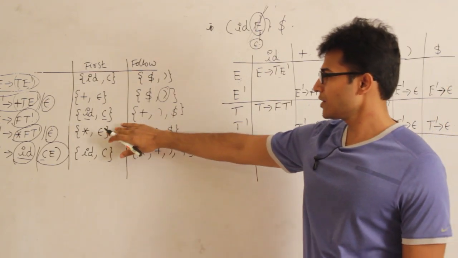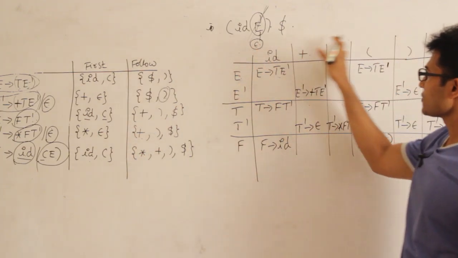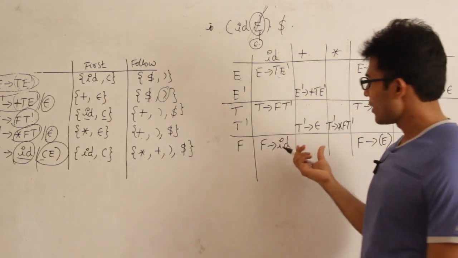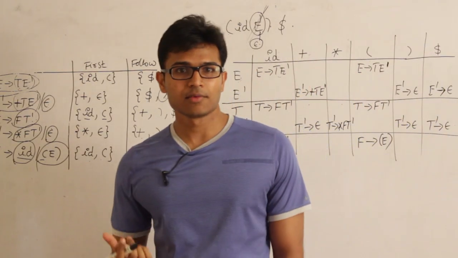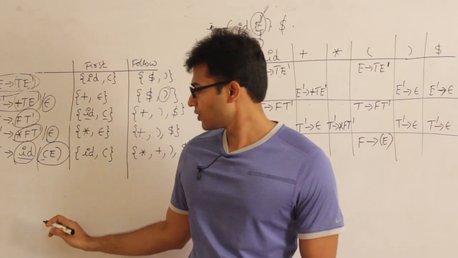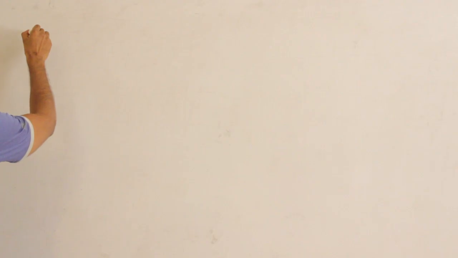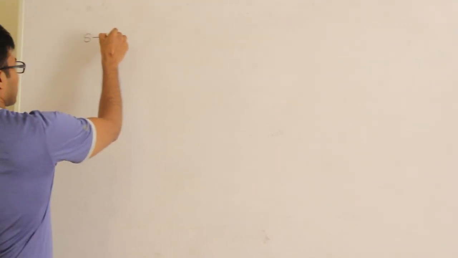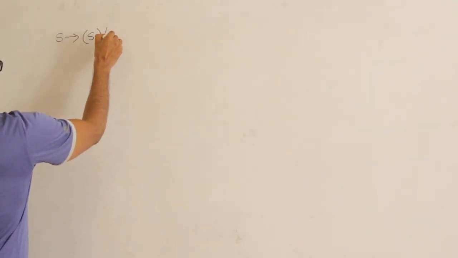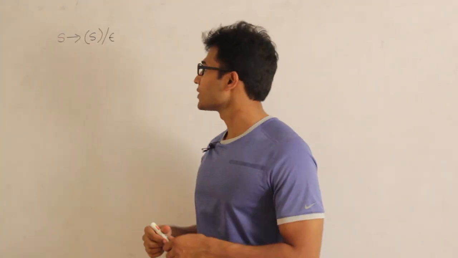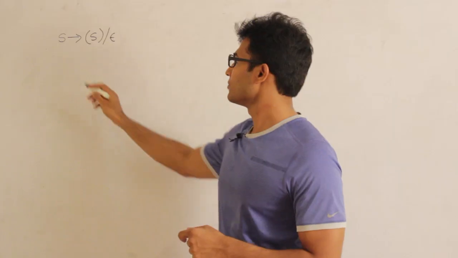Till now we have seen the first, the follow, and the construction of the LL1 parsing table given a grammar. Now I am going to show you how we are going to use this parsing table in order to construct a parse tree. Let's see the next grammar. The next grammar is S derives open brace S close brace or epsilon. So this is a simple grammar. Using this I'll show you how to construct the table and then the parsing procedure.